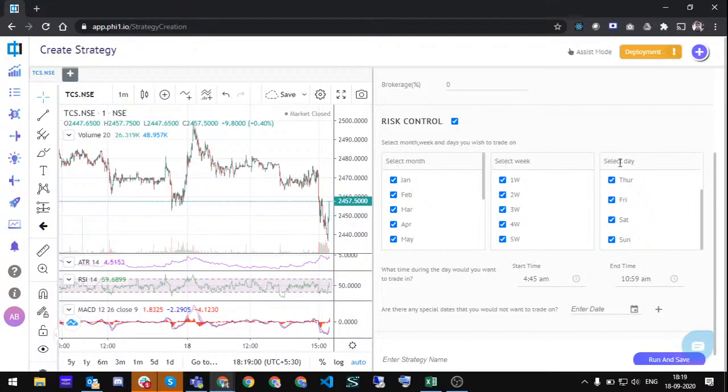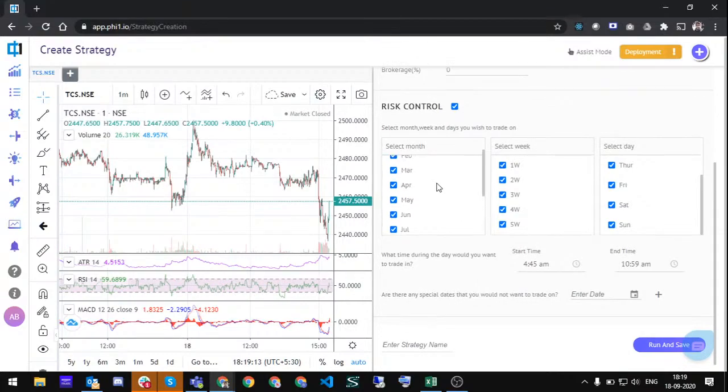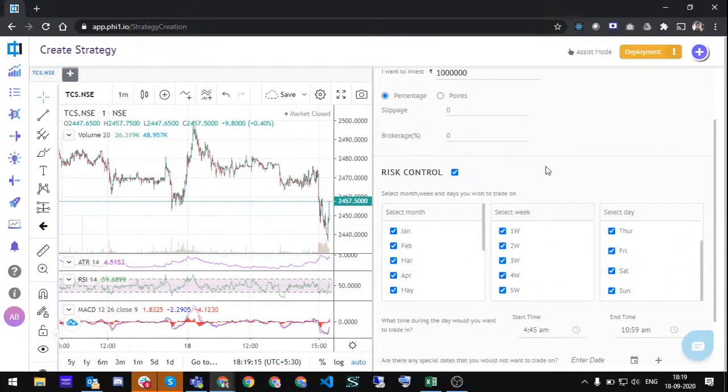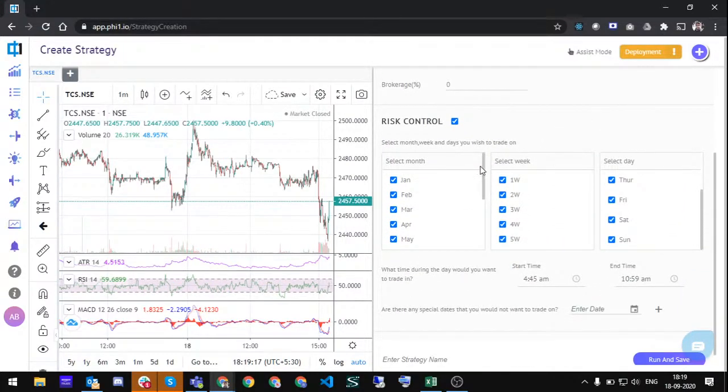Within the week, you can specify a day. Within a month, you can specify a certain week. If you don't want to trade within the last week of the month, for example, you can do that. If you don't like to trade a few months, some of the larger swing strategies do have these kinds of conditions where you don't want to trade in a few months. So you can do that. You can just remove those months, and then the calendar that you have within the strategy gets access to which months are not there.